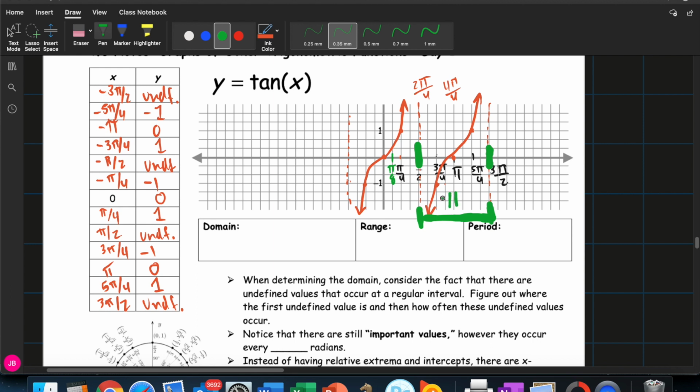Yeah, it's 1 pi. So the period for tangent and cotangent is just going to be pi. How does that differ from sine and cosine? What is the period for sine and cosine? A peak and a valley, but what's the actual amount? It's going to be 2 pi. It does vary depending on whether you have a transformation or not. But for the parent function, sine and cosine, it's 2 pi. And for tangent, it's just pi.